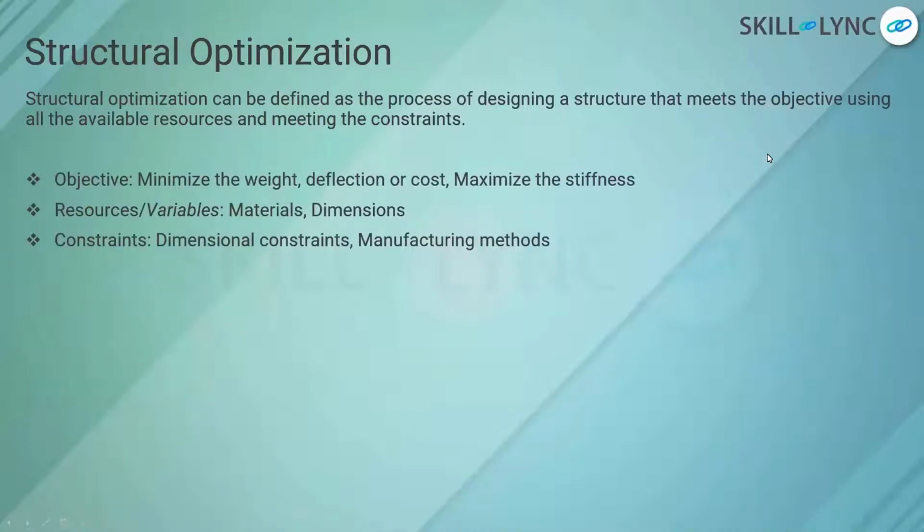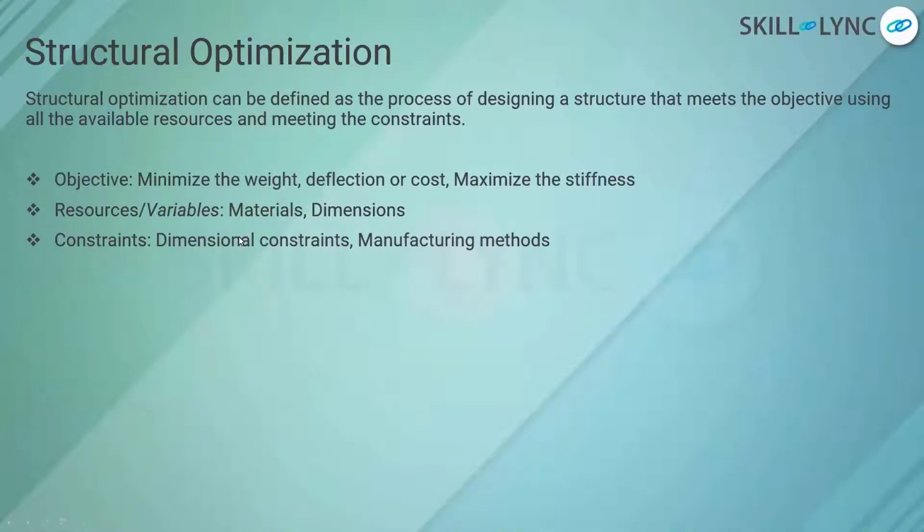Obviously, for a structure, what is the objective? The objective is that I want to minimize the weight, or maybe I want to minimize the deflection, or I want to minimize the cost, or in some cases, I want to maximize the stiffness. So that is the objective that you need to define for your structural problem.